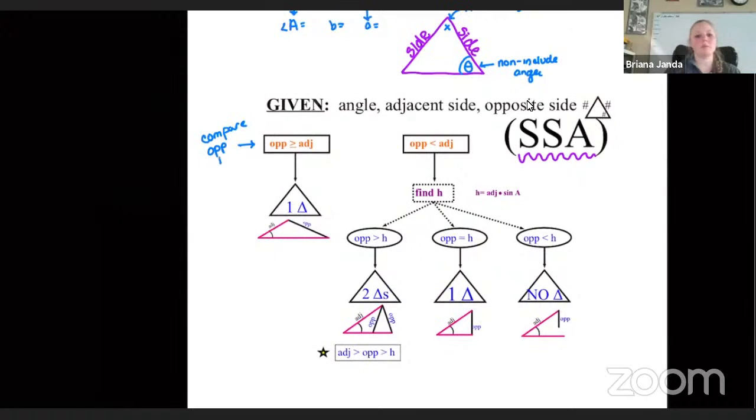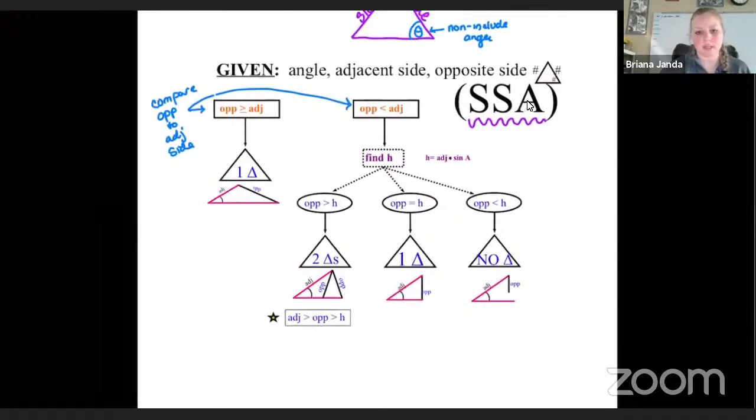When you can compare them, one of two things will happen. Either your opposite will be greater than or equal to your adjacent. If that happens, you have one triangle, proceed like normal. The other option is your opposite is less than your adjacent. And then that's where our new work comes in. And this is new to us today. Okay. We decided that our opposite is less than our adjacent.